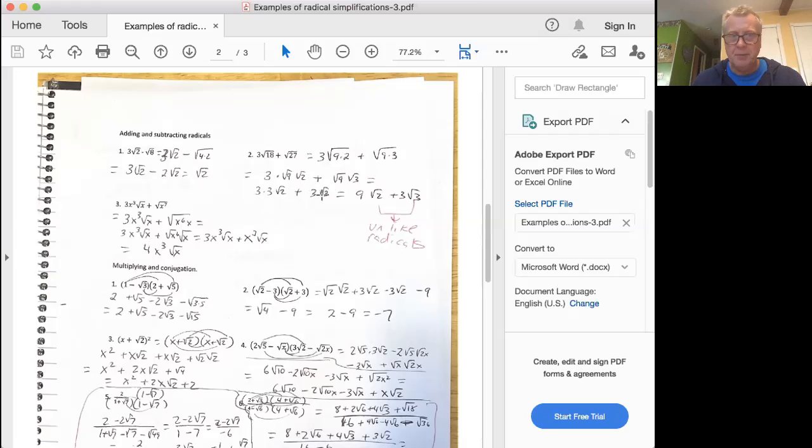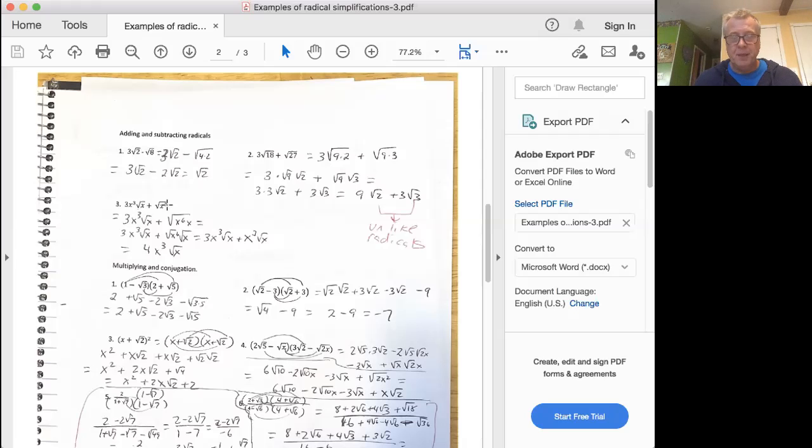When we have variables, no big deal. It's the same idea. We simplify when we have variables. So this first part, this 3x to the third times the square root of x. Can't do anything with square root of x. The exponent for x is smaller than the index of 2. However, the next one, the square root of x to the 7th, we can do something with that because the 7's bigger than the index of 2.